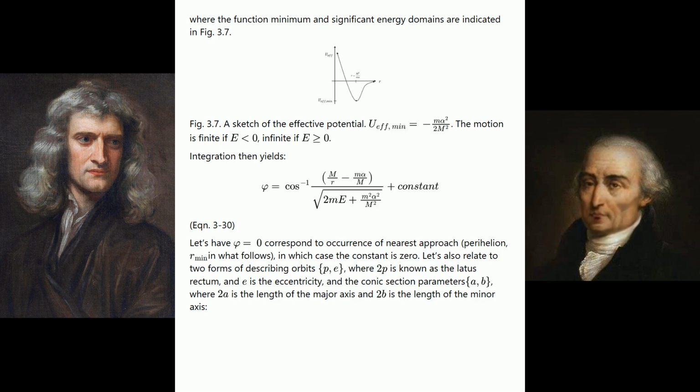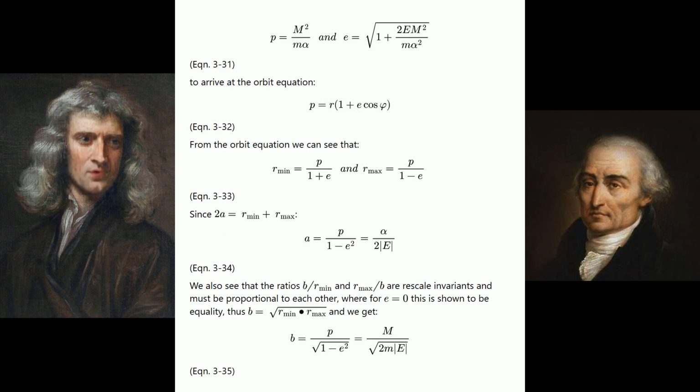Let phi equals 0 correspond to the occurrence of nearest approach, perihelion, r sub min in what follows, in which case the constant is 0. Let's also relate two forms of describing orbits: the set p, e, where 2p is known as the latus rectum and e is the eccentricity, and the conic section parameters, the set a, b, where 2a is the length of the major axis and 2b is the length of the minor axis. See equation 3-31. To arrive at the orbit equation, see equation 3-32.